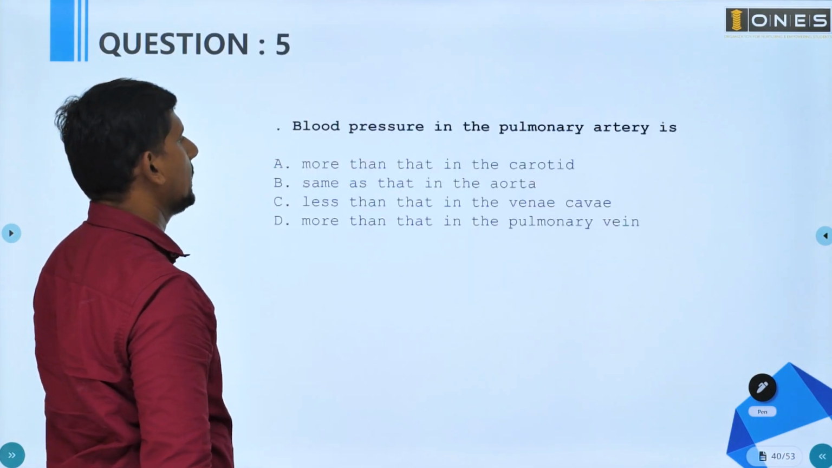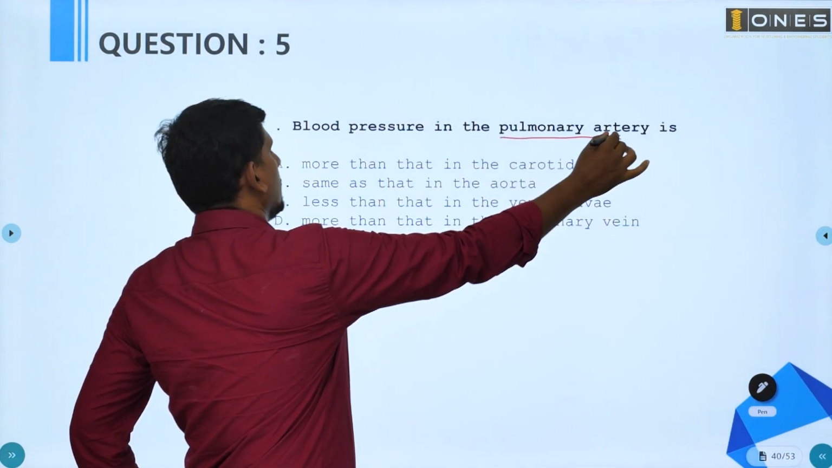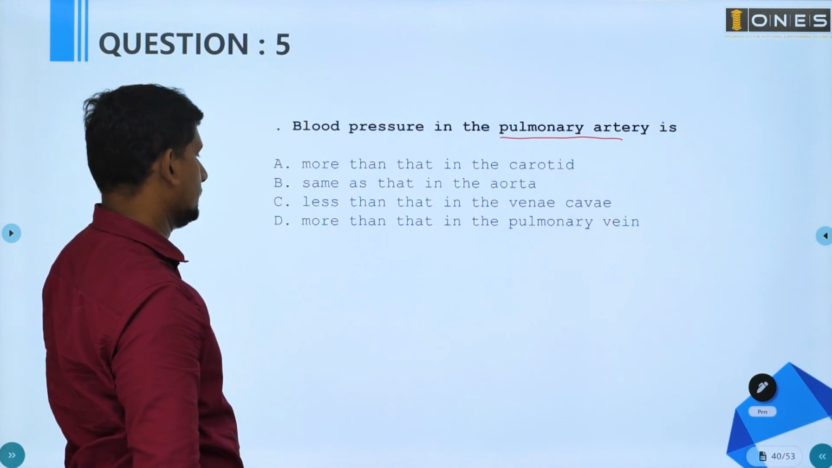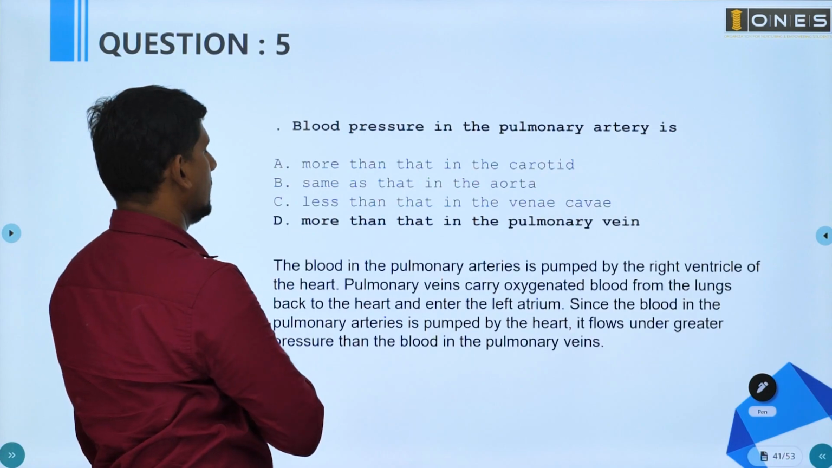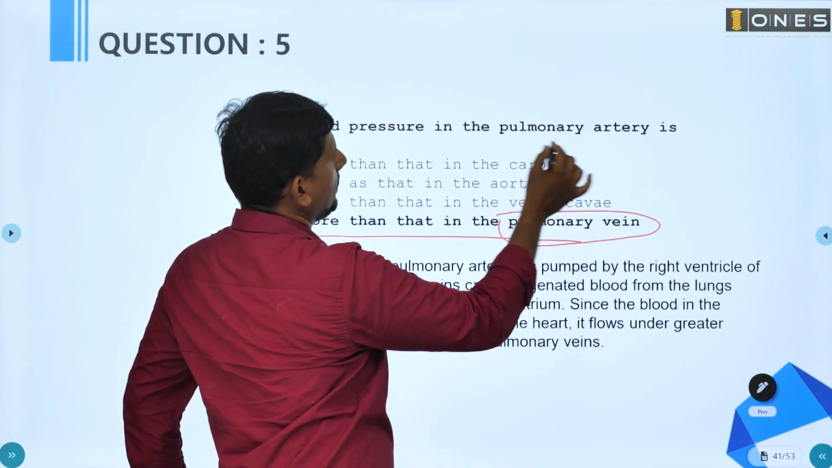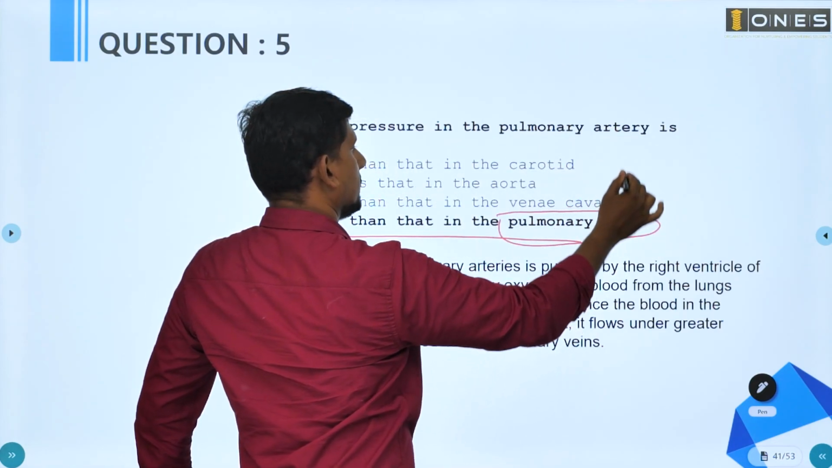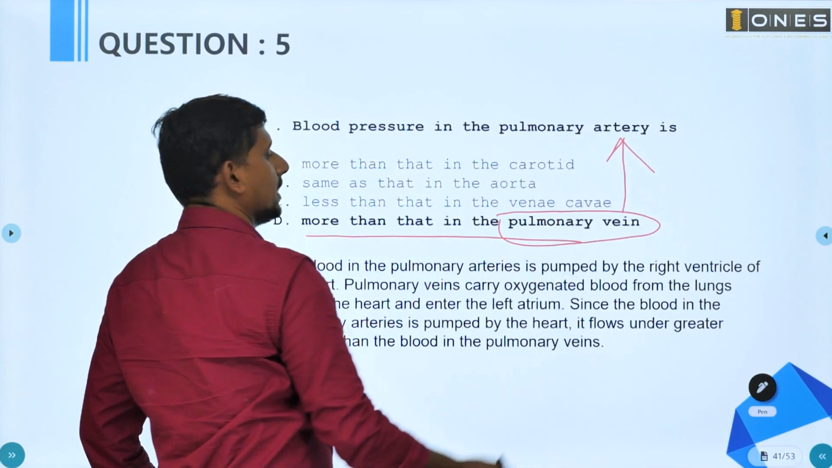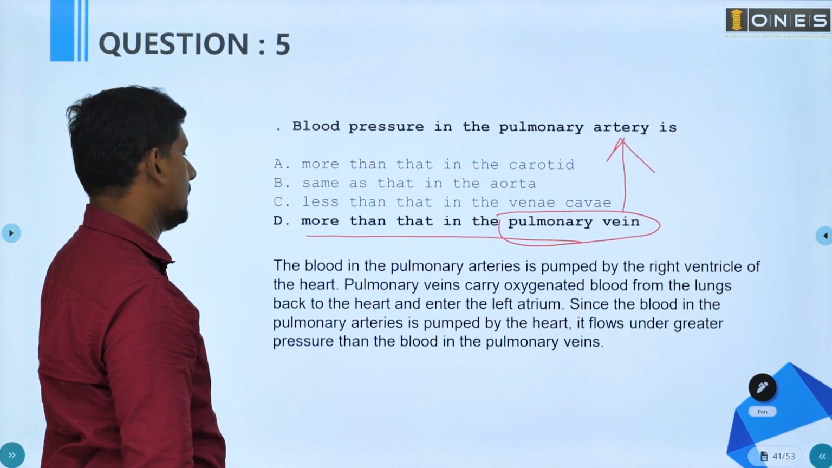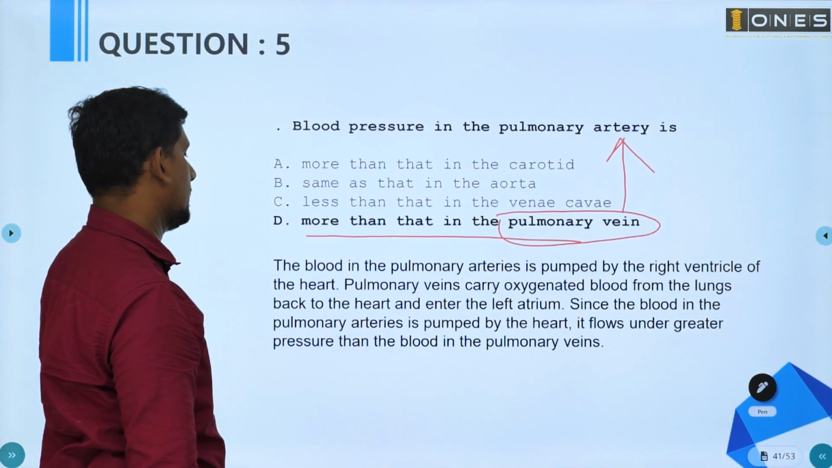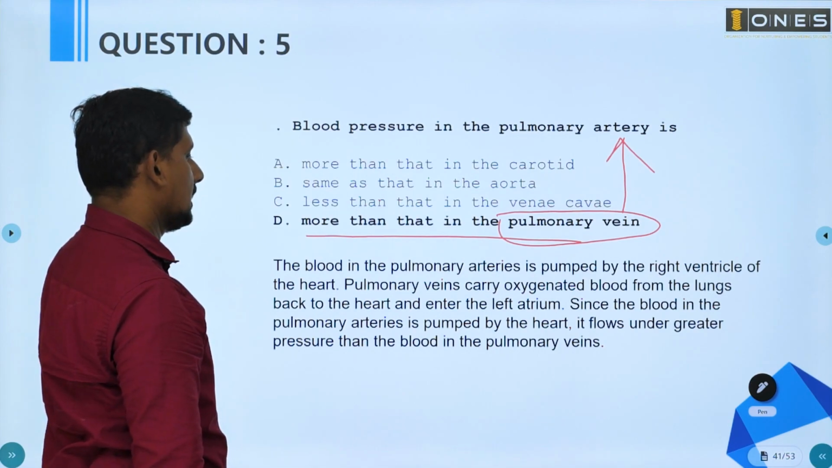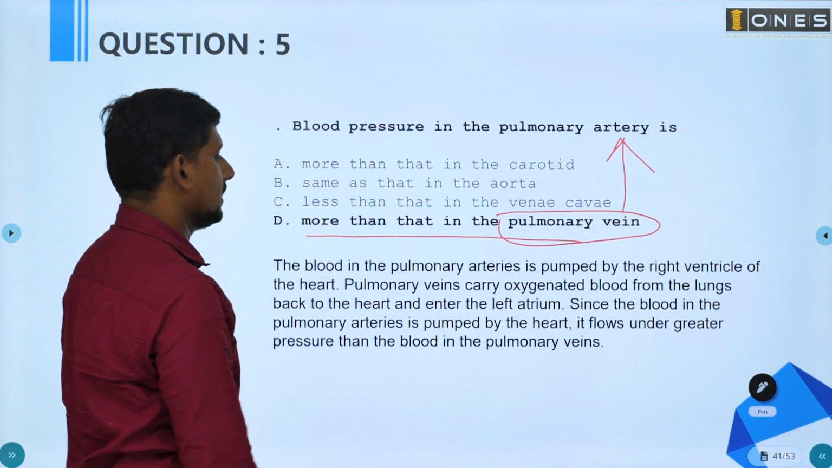Now, blood pressure in the pulmonary arteries is more than that in the carotid, same as that in the aorta, less than that in the vena cava, or more than that in the pulmonary vein. So the right answer is more than that in the pulmonary vein. The blood in the pulmonary arteries is pumped by the right ventricle of the heart. Pulmonary veins carry oxygenated blood from the lungs back to the heart and enter the left atrium. Since the blood in the pulmonary arteries is pumped by the heart, it flows under greater pressure than the blood in the pulmonary veins.